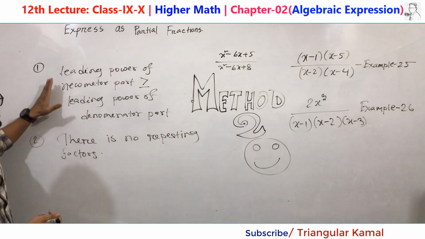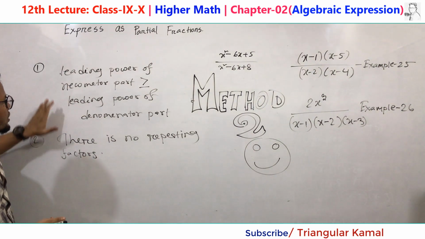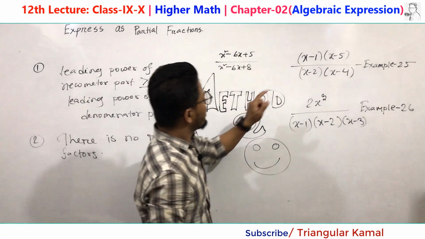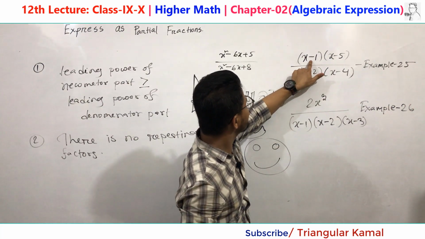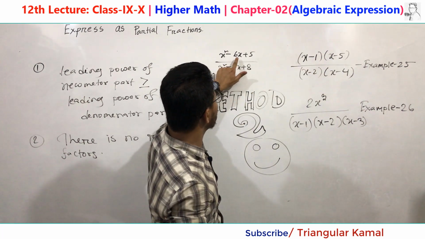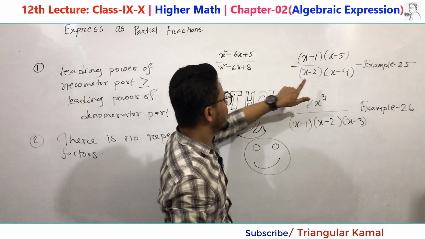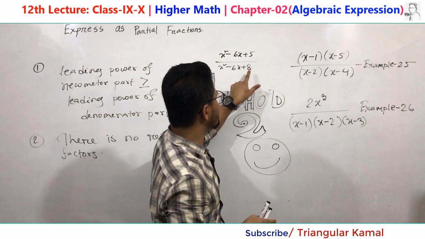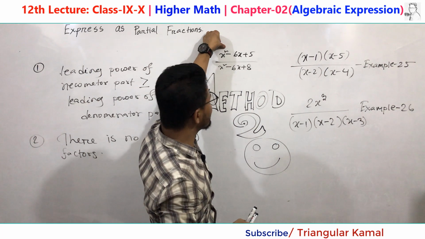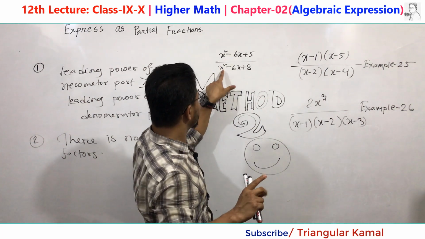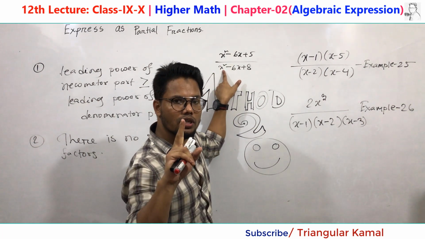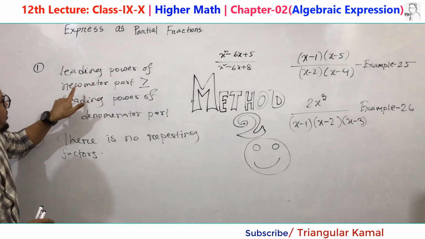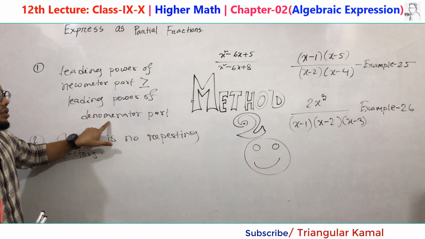When you see in the fraction there are two conditions. The first one, leading power. If we multiply this one, the result will be x square minus 6x plus 5. And if we multiply these two factors, the result will be x square minus 6x plus 8. What is the leading power here? 2. And in the denominator part, the leading power is 2. So the leading power of the numerator is equal to the denominator.